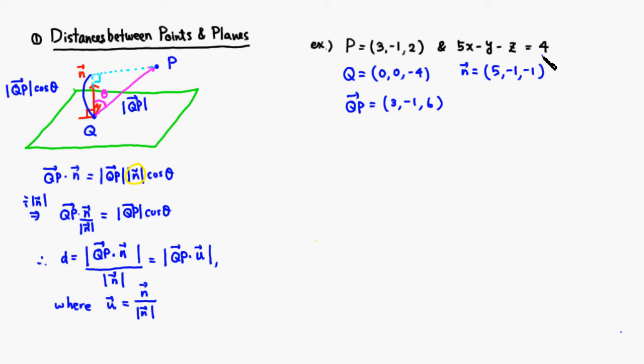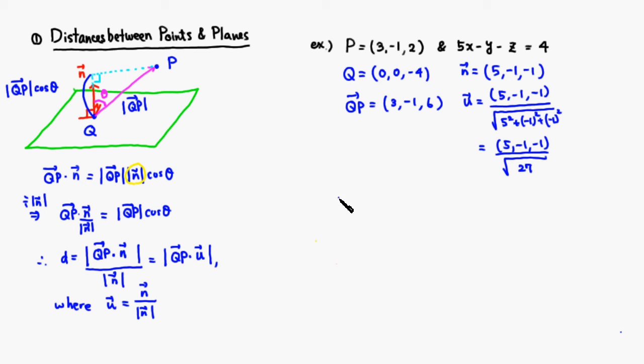Then the unit normal vector, you just have to divide through by its length. So it's the same thing, (5, -1, -1), but we would have to divide by the square root of 5 squared plus negative 1 squared plus negative 1 squared. So that's (5, -1, -1) over the square root of 25 plus 1 plus 1, so it's 27. So we have that.